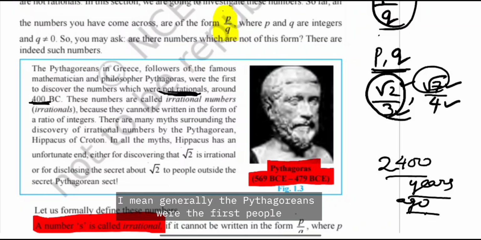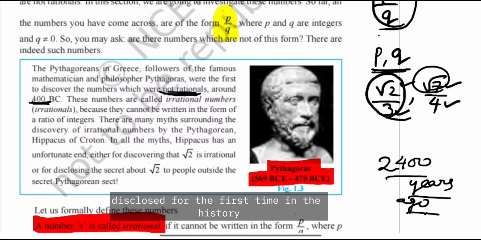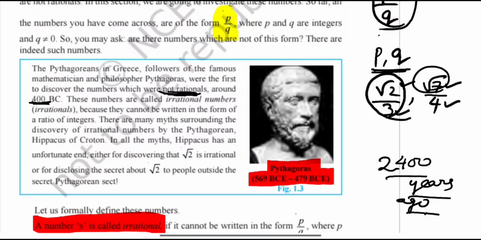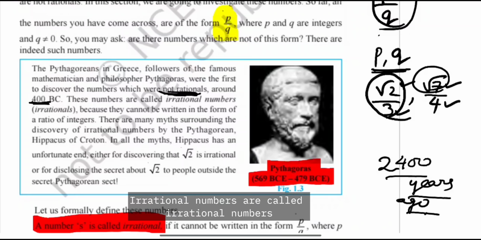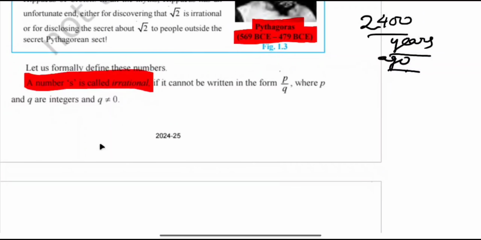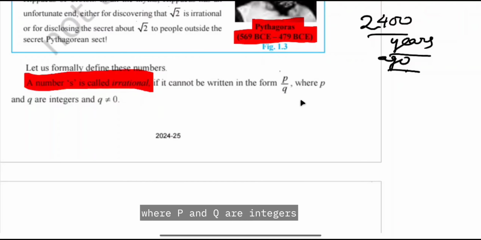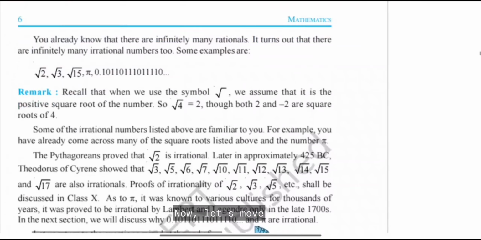Pythagoreans were the first people who discovered, or who basically disclosed for the first time in history, that there is the existence of irrational numbers. So we can define the irrational numbers like this: a number s is called irrational if it cannot be written in the form of p by q, where p and q are integers. Very simple, the same thing, right?